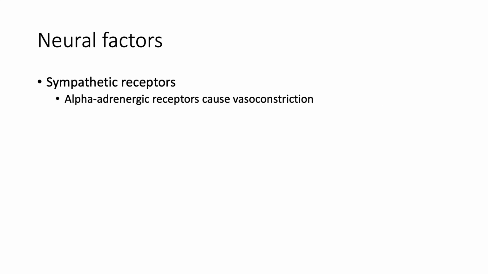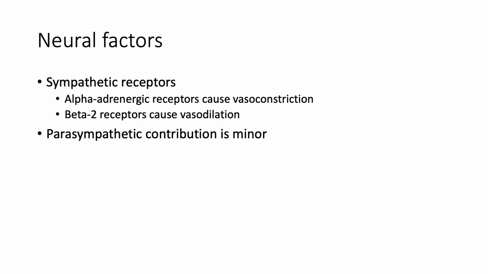And then neural factors like sympathetic receptors, you have your alpha adrenergic receptors are going to cause vasoconstriction. Beta 2 receptors, if you stimulate those, they cause vasodilation. Parasympathetic nervous system contribution is pretty minor here, but acetylcholine does stimulate the release of nitric oxide.